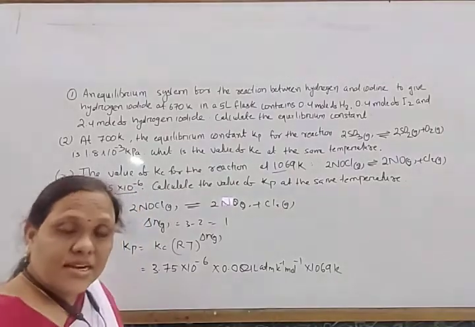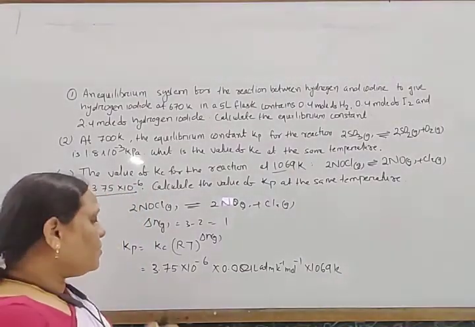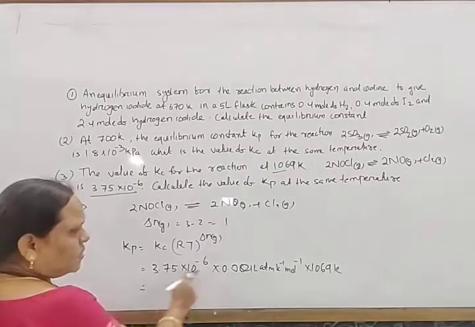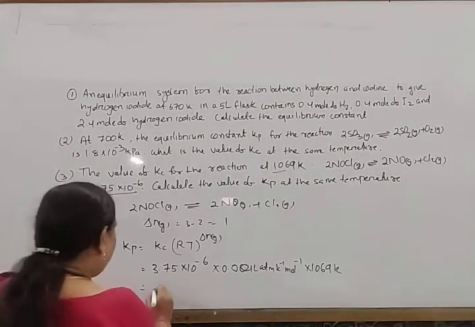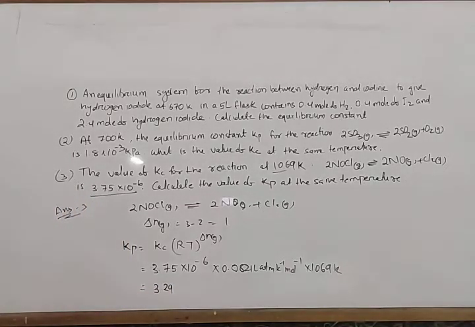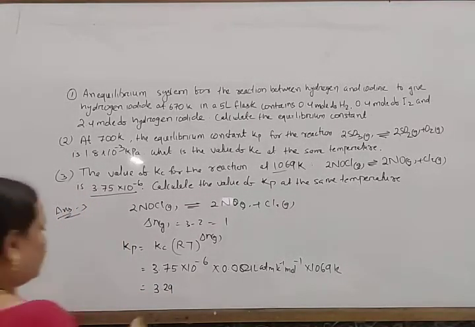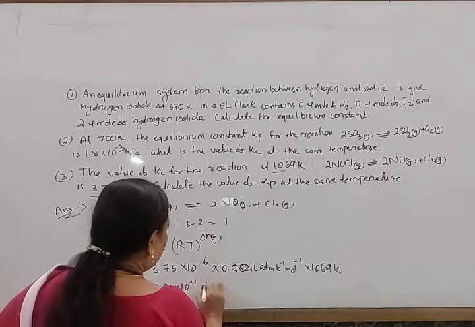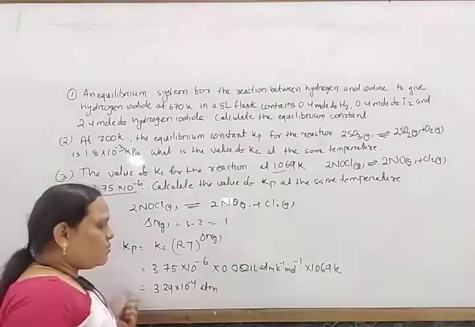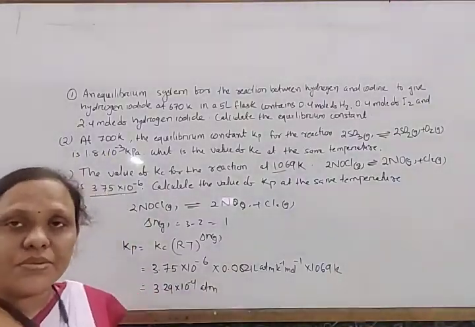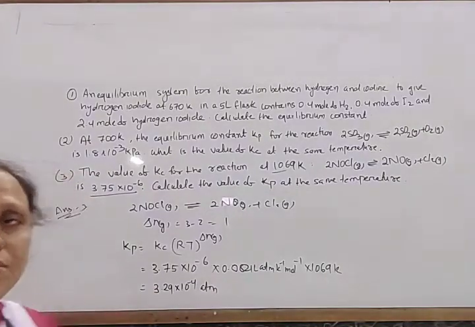In physical chemistry it is very important to mention the units. So just multiply all these and you will find the value is 3.29 times 10 to the power minus 4 atmosphere. So the value of Kp is 3.29 times 10 to the minus 4 atmosphere. Okay, so note down.